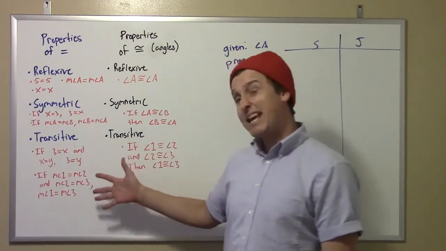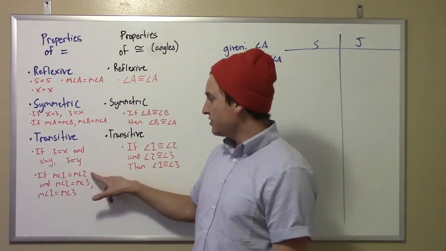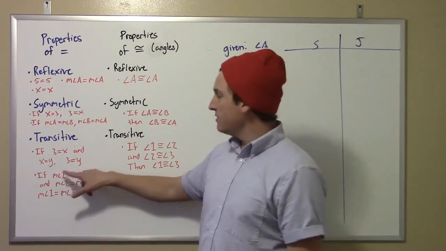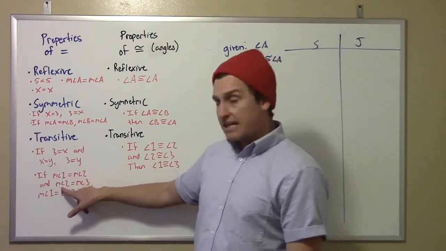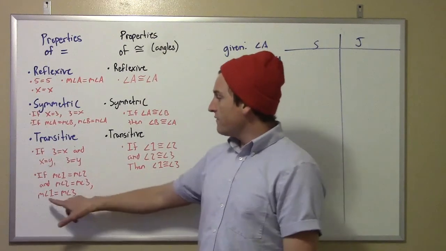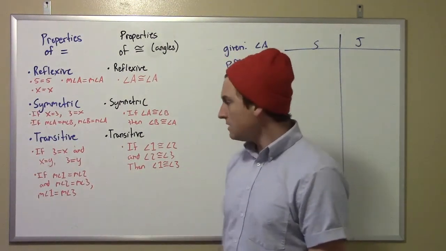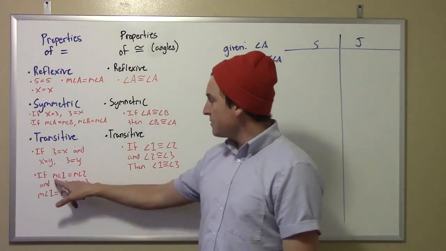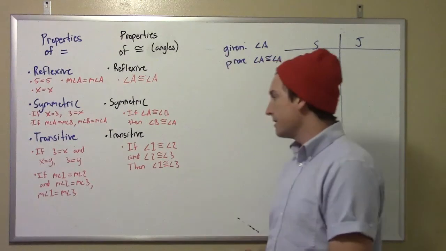Okay, now if we're talking angle measurements, if we have a measure of angle 1 equal to a measure of angle 2, so the measurement of a first angle is equal to the measurement of a second angle, and then the measurement of that second angle is equal to the measure of a third angle, we know the first angle and the third angle, the measurements have to be equal as well. So notice, all equal signs, we have m's in front of all the angles because we're talking about the measurement. We're talking about a number.